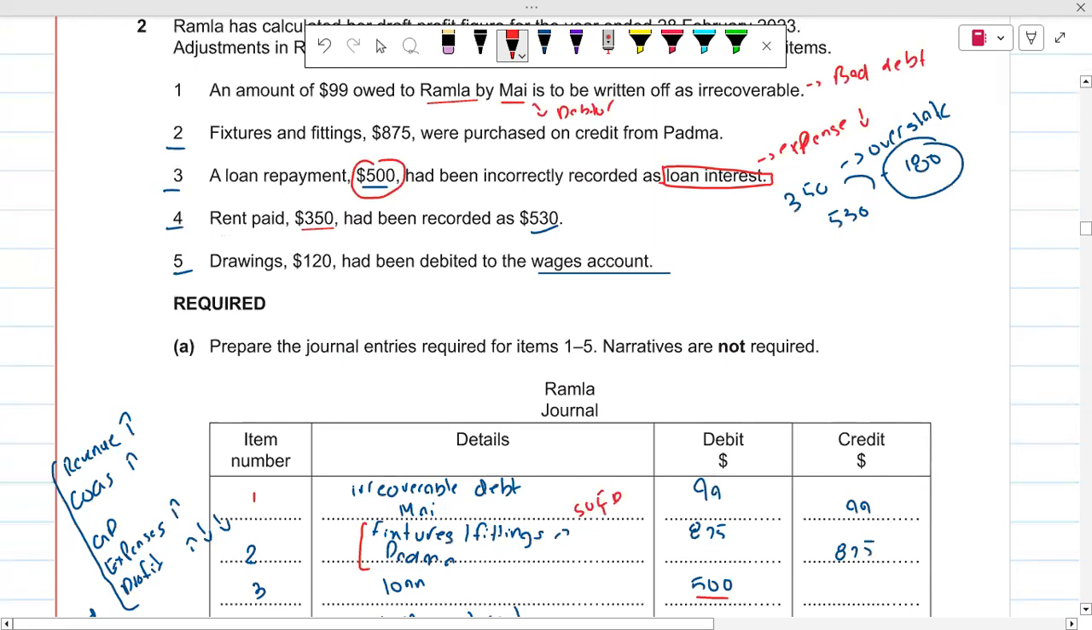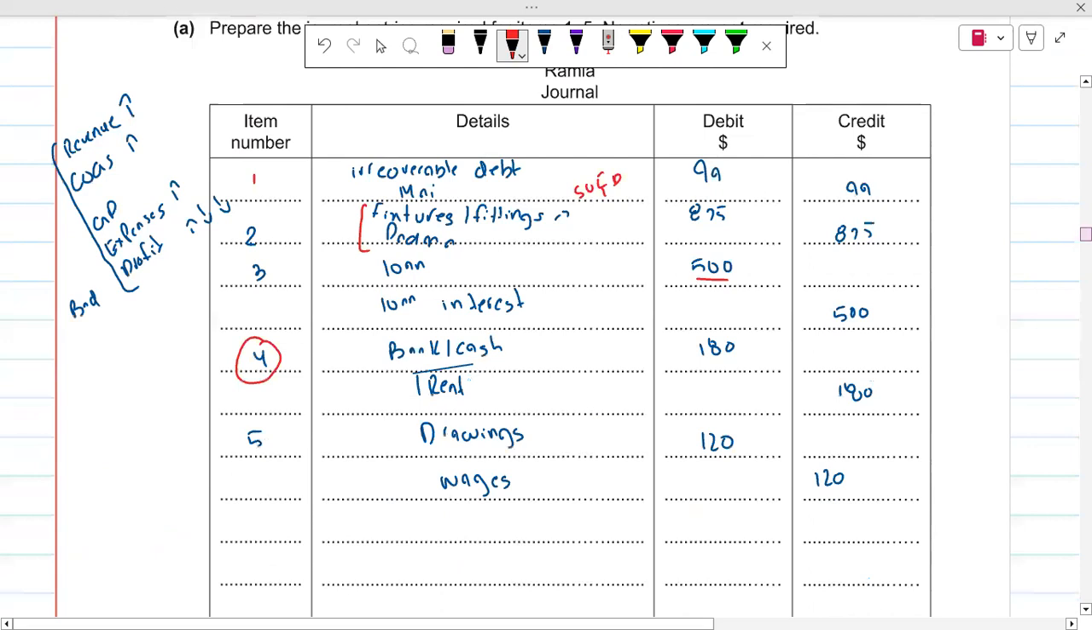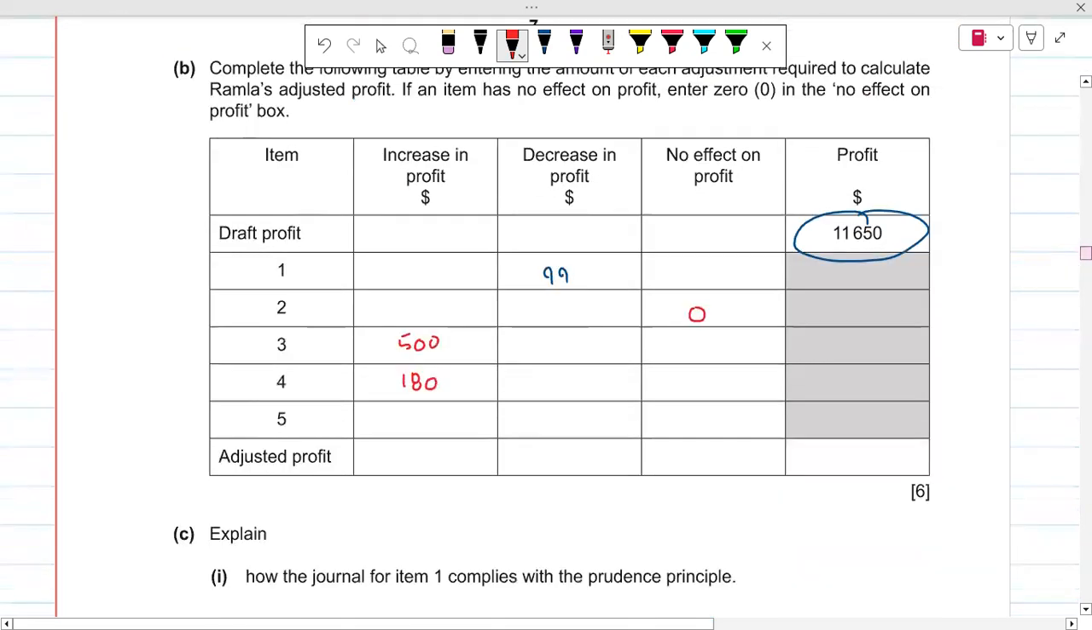in journal entry number 5, drawings of $120 accidentally. We accidentally recorded the drawings, which were for $120, and they had been debited to the wages account. So again, mistakenly, the wages account is our expense. We mistakenly added $120 as expense. So previously we decreased our profit. But now because we are rectifying this error, this $120 will be added back into the profit.